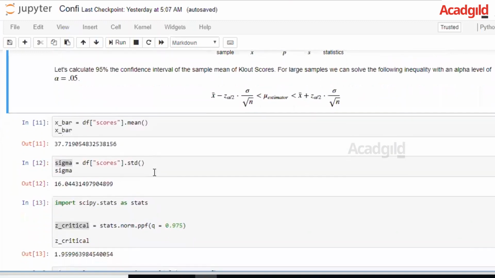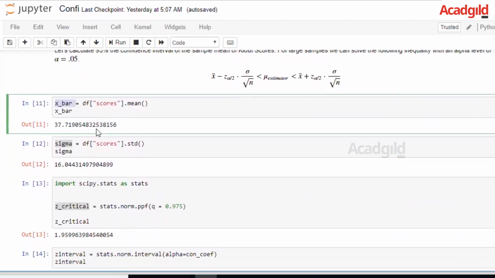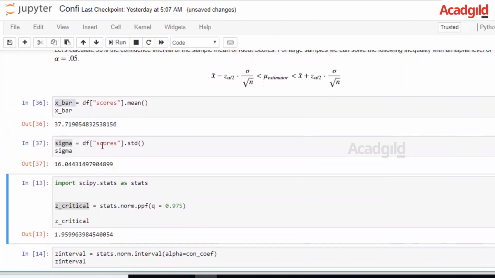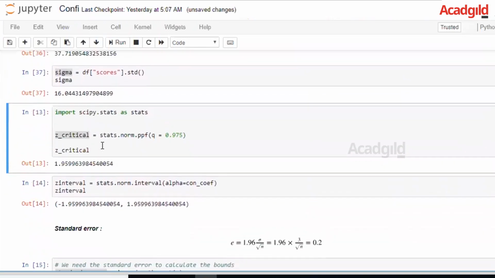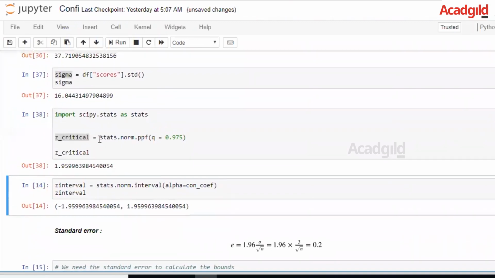The first step is I will go ahead and find the x bar, that is the mean of our data set, and once I have found that out, I will find the sigma as well, and we will need the z critical value. If you remember, we will use stats.norm.ppf. Here we are using 95%, so the q value would be 0.975.